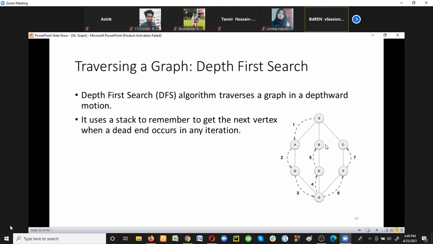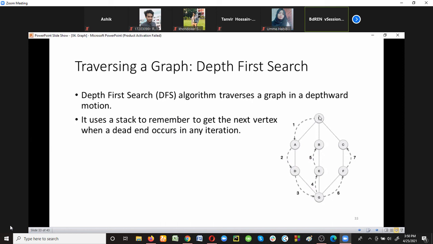Okay, this is not a directed graph. This is an undirected graph. So when we are traversing that node S, this is our first node, then which one will be the next node? A, B, or C? This is DFS, that is depth first search. This S is the first node, and now we are using a stack.